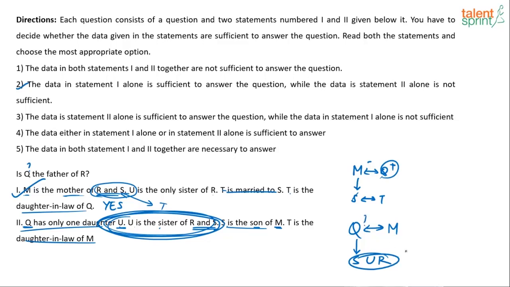But is the gender of Q known to us? No. Gender of Q cannot be established from statement 2 alone. And unless we know the gender of Q, we cannot answer this question. Is Q the father of R? I don't know. Don't know is the answer. Why? Because Q's gender is not known to us.